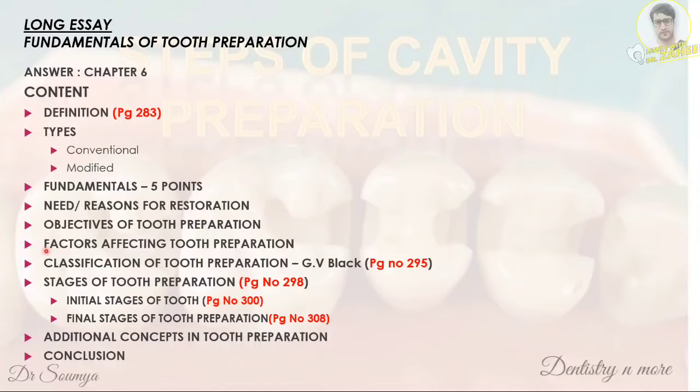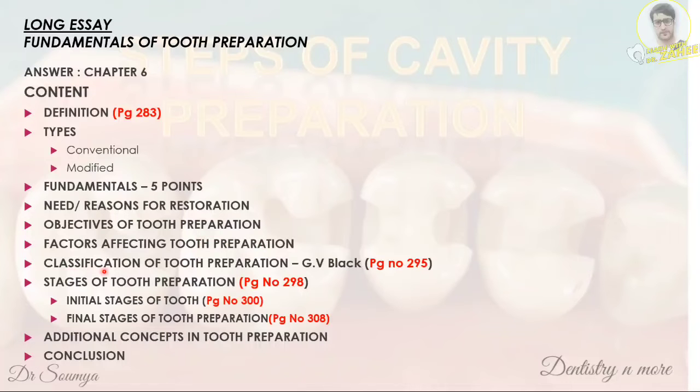Then you can talk about the objectives of tooth preparation, which are also given in the textbook. There are 5: remove all the defects and provide necessary protection to the pulp, extend the restoration as conservatively as possible, make the tooth preparation in such a manner that even under the force of mastication the tooth and restoration should not fracture or displace, and allow the aesthetic and functional placement of the restorative material. This must be discussed under the objectives of tooth preparation. You must be very thorough with this.